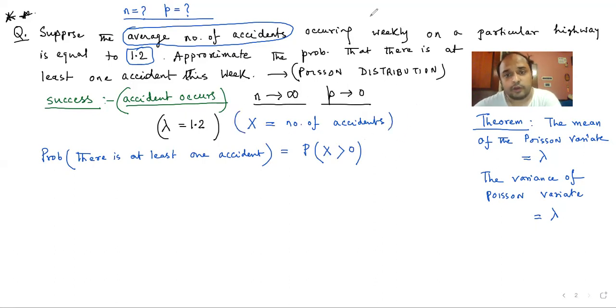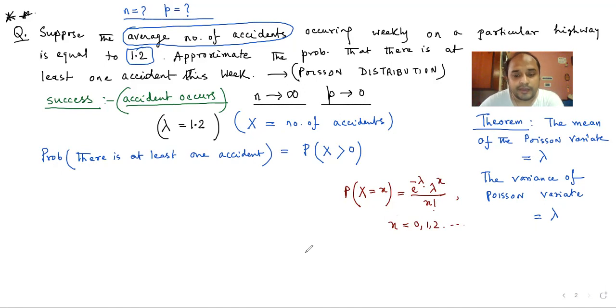And since it is following the Poisson distribution, we can write the probability of small x accidents in the following manner: e to the power minus lambda, lambda to the power x by x factorial, where x is taking values 0, 1 up to infinity. Now you may think, my God, probability of x greater than 0, shall I have to put all the possible values and calculate the infinite series to calculate this probability? The answer is no. This particular formula will come to rescue you from this headache.